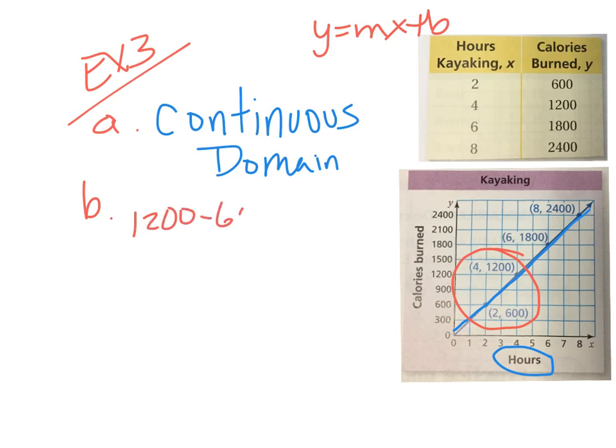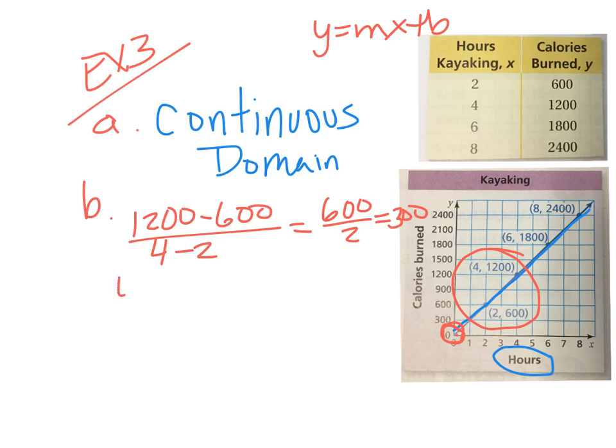1200 minus 600 over 4 minus 2. So 1200 minus 600 is just 600. 4 minus 2 would be 2. Simplify that. What's 600 divided by 2? 300. So then my slope is 300. And then where is my y-intercept? You can see it crosses the y-line at 0.